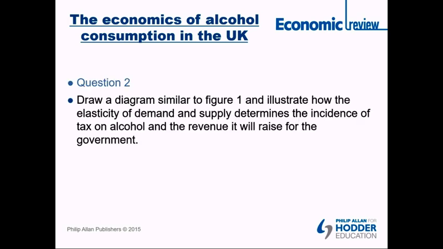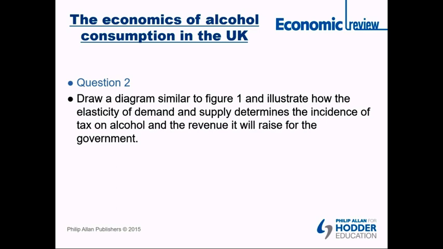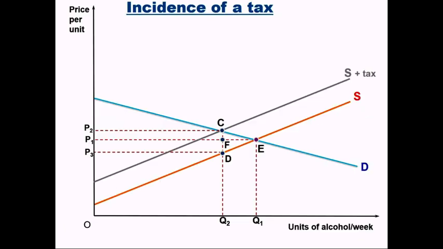Question 2 was, can you draw a diagram similar to figure 1 in the text and illustrate how the elasticity of demand and supply determine the incidence of tax on alcohol and the revenue it will raise for the government? So let's go straight to the diagram. So hopefully this is a fairly accurate representation of figure 1 in the article.